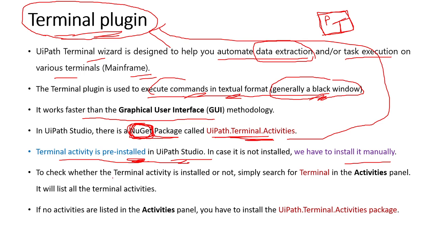To check whether the activity is installed in your standalone system, just use the keyword terminal in the activities panel. I hope you remember the activities panel in UiPath Studio. If you get related terminal activities, then UiPath Studio already comes with the terminal activity. If you don't find any activities there, the package has not been installed, and then you have to install the corresponding package, which in this case is the UiPath Terminal Activities package.